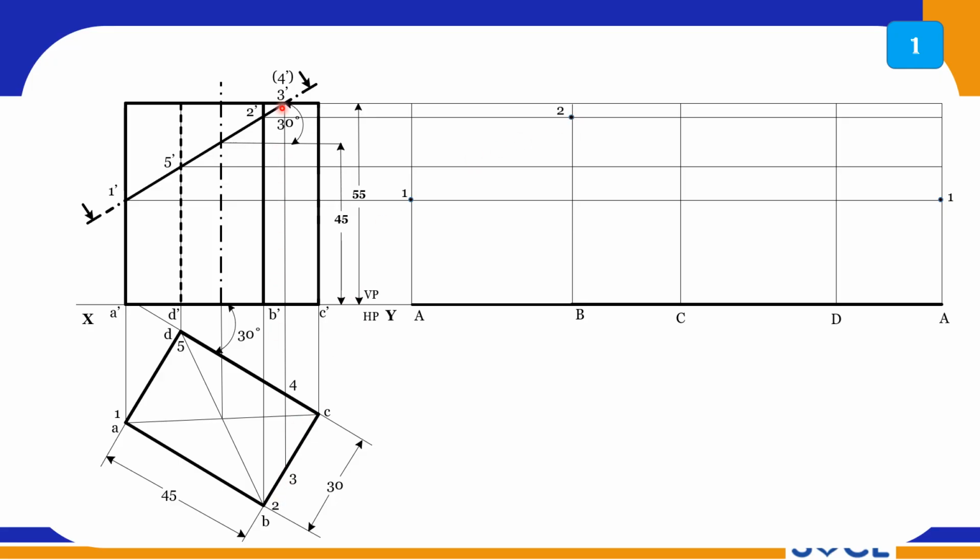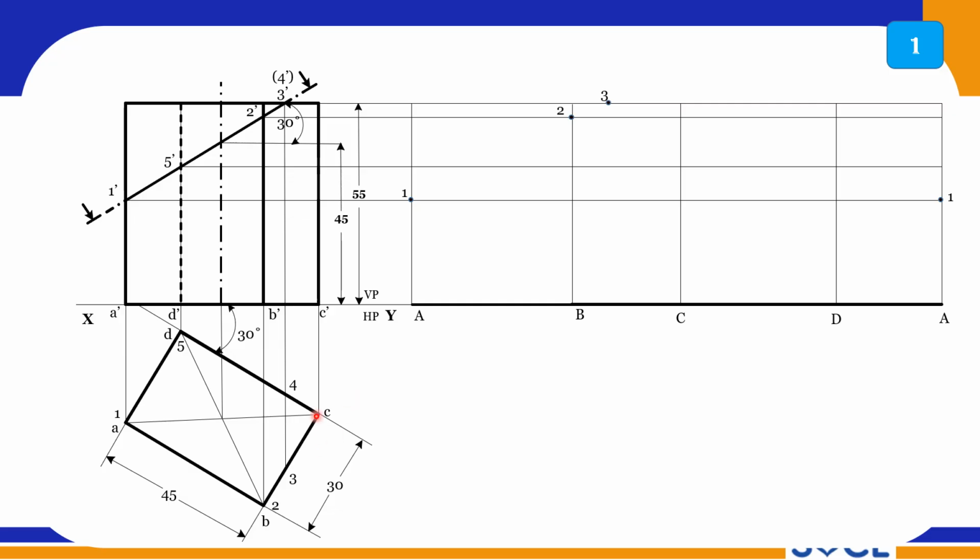3 is in between C and B. So B towards C, I have 3. So measure from B to 3 this distance. Remember, you have to take only true length, right? The true length of B to 3 is obtained in the top view only. So measure this distance B to 3, and mark the distance from B. That becomes point number 3.